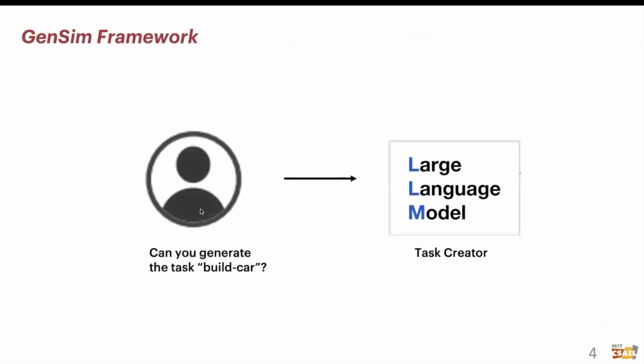Therefore, we propose GenSim, an LLM framework to scale up simulation task diversity for robotic policy training. Given natural language task descriptions, for instance, can you generate a task build a car, LLM can be used as a task creator to generate the corresponding Python code. So how does the Python code look like?